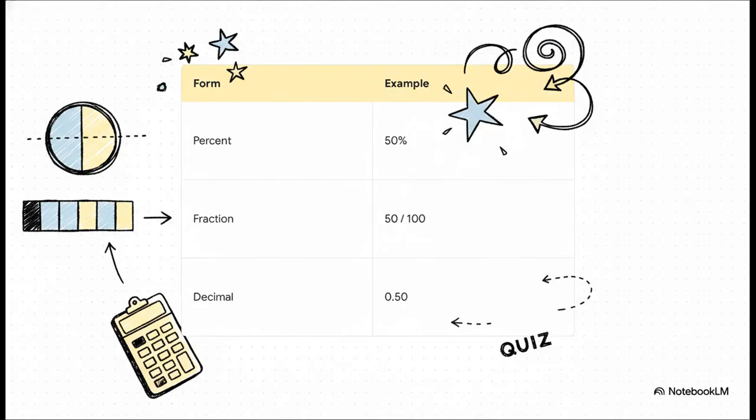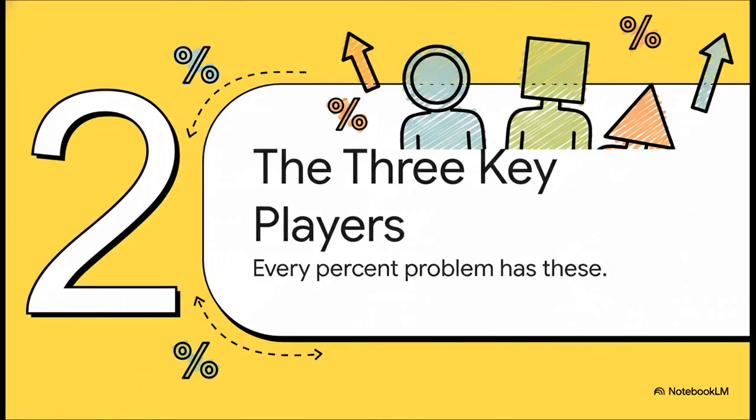And look at this. It shows you exactly how they're all connected. 50%. 50 out of 100. 0.5. They're all just different outfits for the exact same idea. Half. For your quiz, you're definitely going to need to be comfortable switching between these, especially turning that percent into a decimal before you do any math. Okay, so now that we've got that down, let's move on.